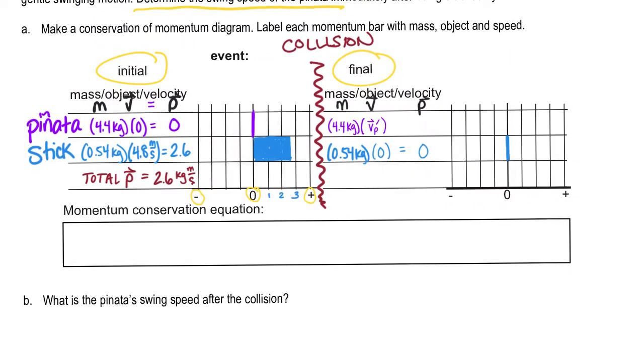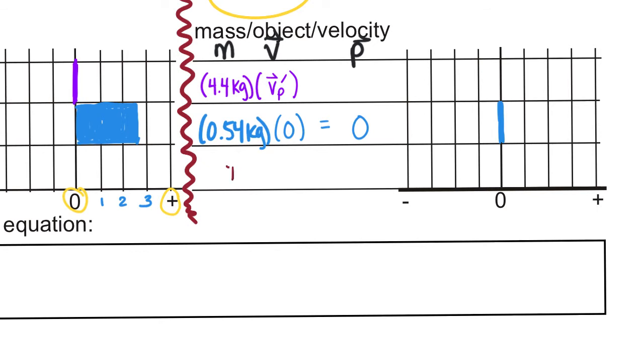here's a couple of tricks. Number 1, conservation of momentum tells us that the total amount of momentum before the collision has to equal the total amount of momentum after the collision. So if my total amount of momentum was 2.6 kilogram meters per second before the collision, it has to be the same after. So I can write in here that the total momentum has to equal 2.6 kilogram meters per second. Think about what that means. If the total has to equal 2.6 and the stick has 0, then all 2.6 has to be in the momentum of the piñata, which makes the piñata's momentum equal to 2.6 kilogram meters per second.